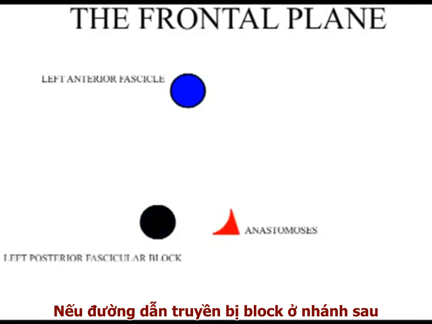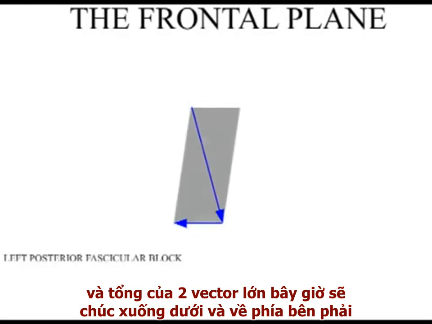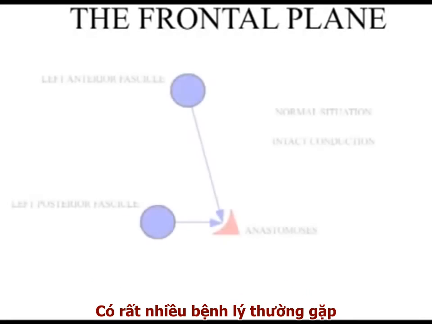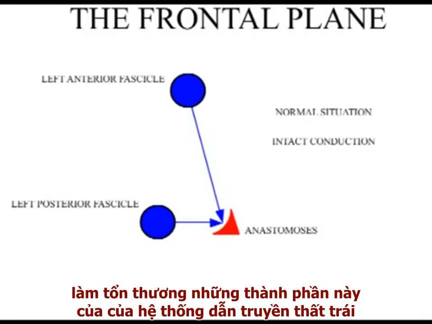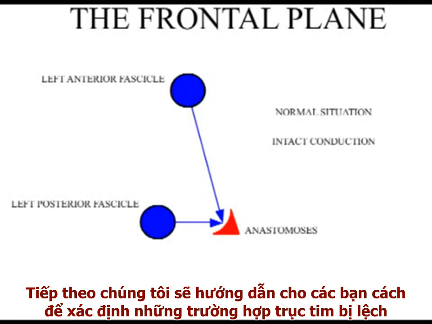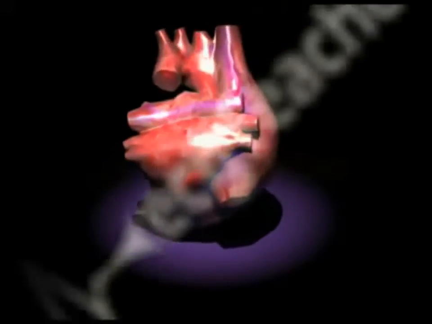While with blocked conduction in the posterior fascicle, the inferior surface is depolarized by current flowing from above, and the sum of these two major vectors is now moving downwards and towards the right. This is termed right axis deviation. Many common diseases damage the distal components of the left ventricular conducting system, resulting in left or right axis deviation on the ECG. We will now go on to show you how to identify significant axis deviation, and we will then go on to discuss their causes.